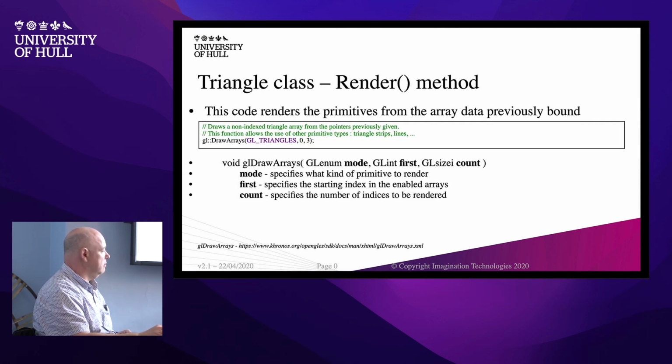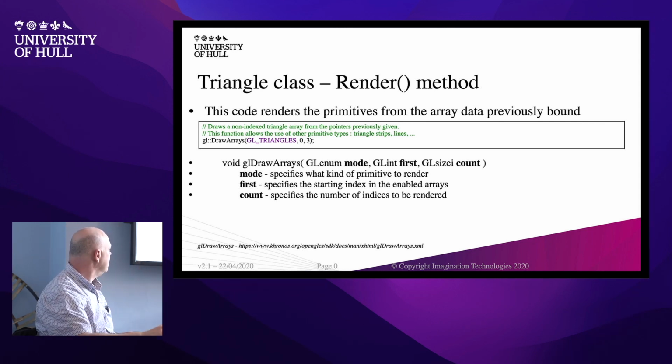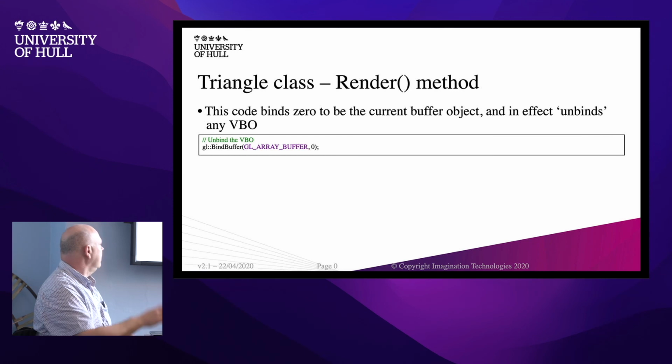And last but by no means least, we need to be able to draw that VBO, the information that's in there. So we use draw arrays. There are triangles, which has got the 1 at the moment. And we essentially want to start at the beginning, and there are 3 of them. There are 3 vertices. And I like to switch it off afterwards.